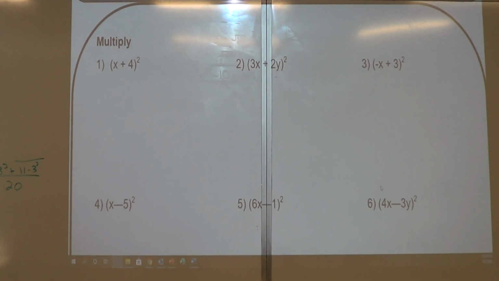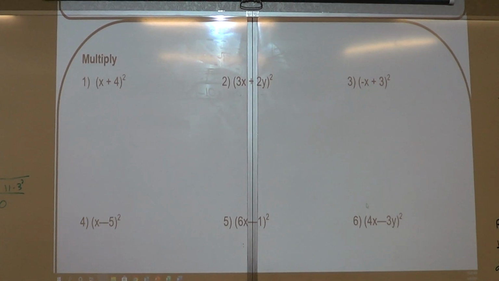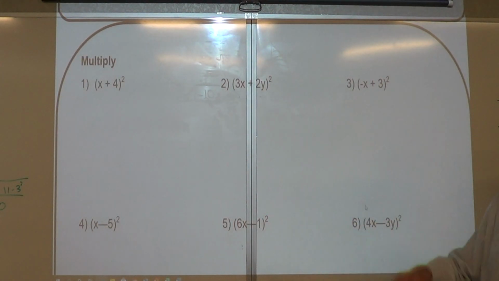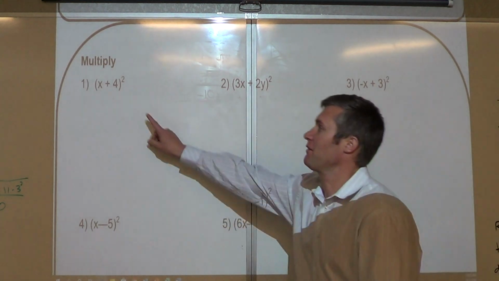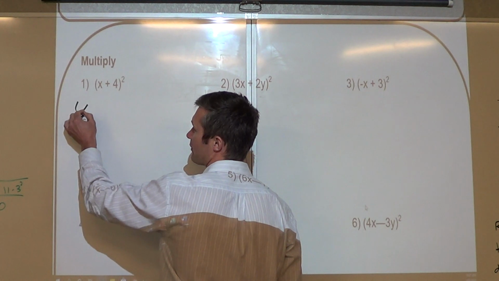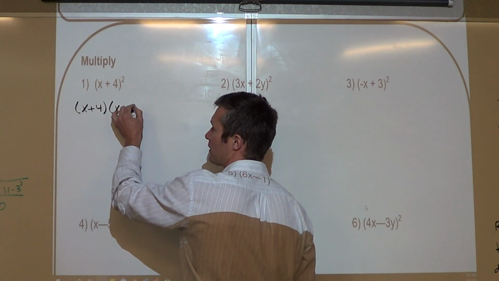Hello there guys, just going to go through 18.3 today. Now we're going to go through some special cases as we go through. So the first one that we're going to look at is multiplying. Well, what does it mean if I have a square? Well, x plus 4 squared just means we're multiplying by itself. That means we're going x plus 4 times x plus 4.